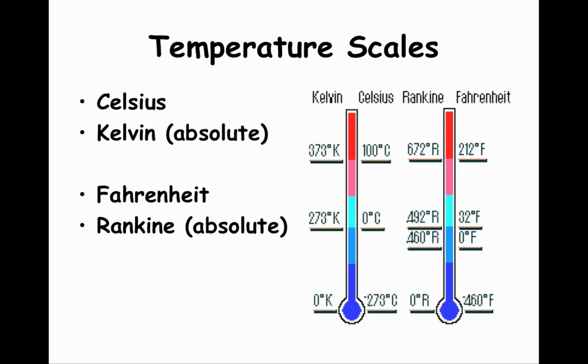This slide shows 4 temperature scales. There are 2 absolute scales, Kelvin and Rankine. The common English unit scale is Fahrenheit and the metric scale is Celsius.